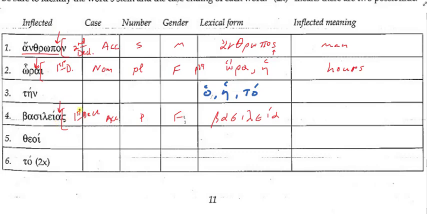Because the nominative form of feminine first declension nouns has which case ending? Nothing, no ending, zero ending. Okay? So it is basileia. And then how would I translate this, given that this is an accusative plural noun?